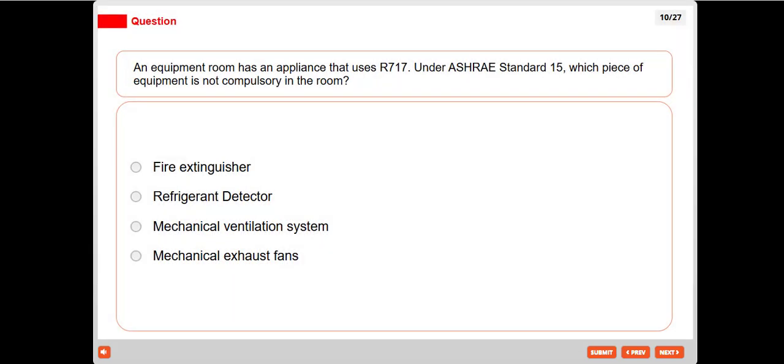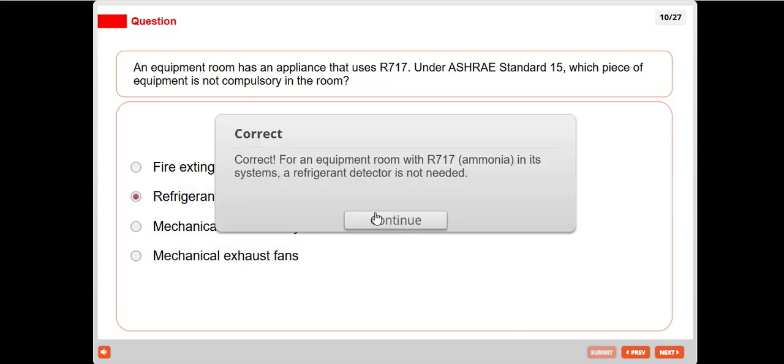An equipment room has an appliance that uses R717 under ASHRAE Standard 15. Which piece of the equipment is not compulsory in the room? Okay, fire extinguisher, refrigerant detector, mechanical ventilation system, mechanical exhaust fan. It is refrigerant detector. It is not required. Yeah, this is for ammonia.